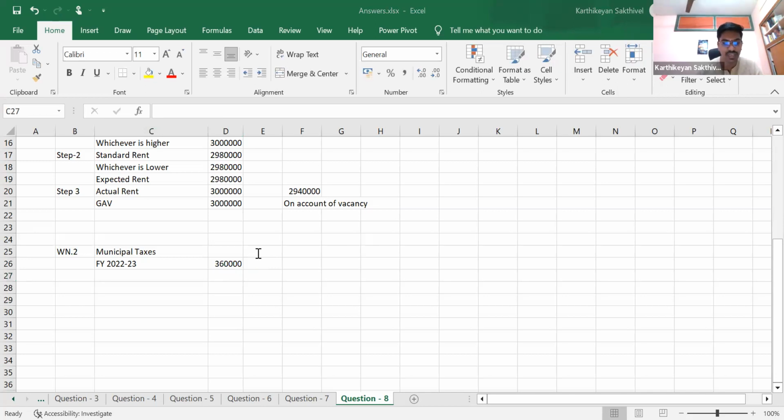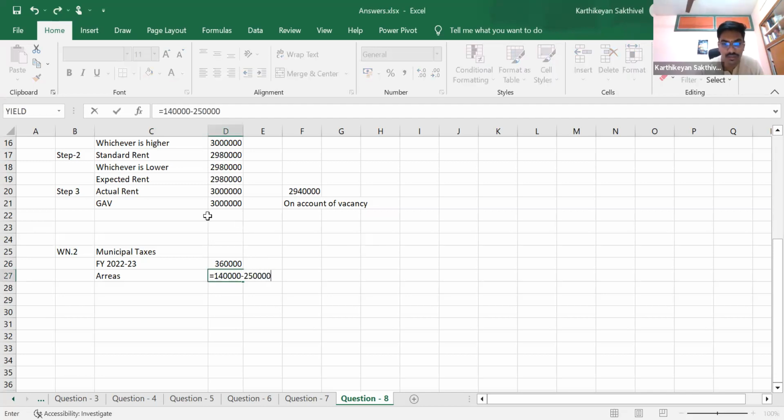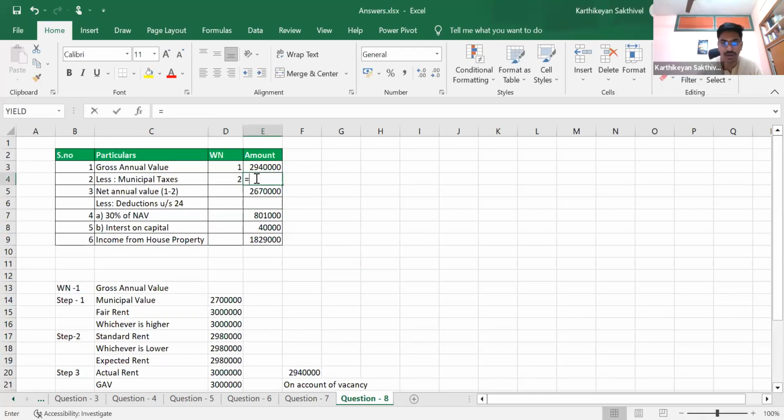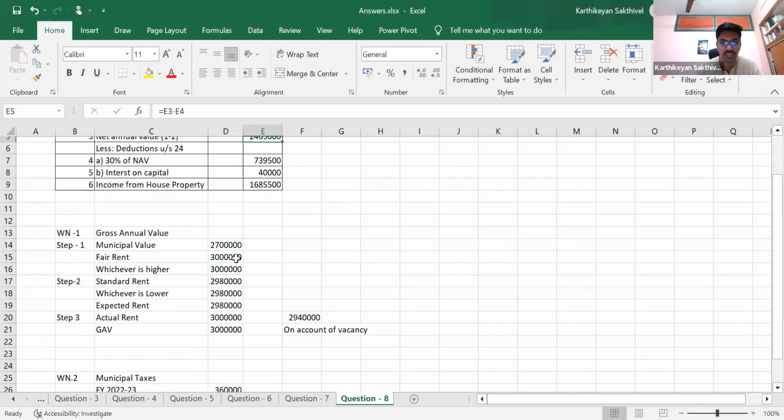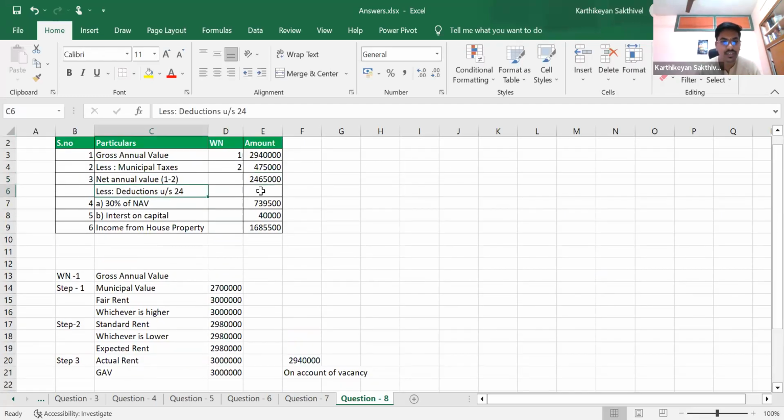Yes. Next is arrears. Including arrears, the total amount is 1,40,000 and it includes interest on arrears of 25,000. So I should exclude that 25,000 and I should just have 1,15,000. Of 1,40,000, I'll just take 1,15,000. And this is the total amount of municipal taxes which should be claimed as deduction. Right. Third point is 30% of NAV. As usual, we'll just take it out. That is not an issue.